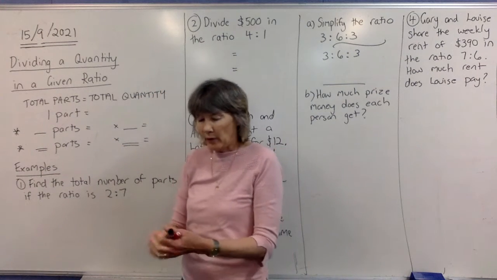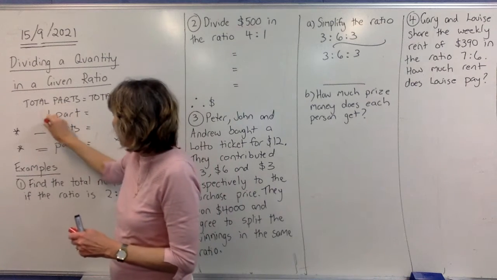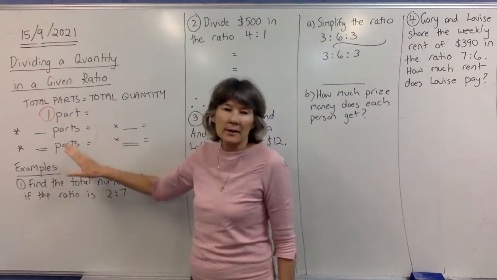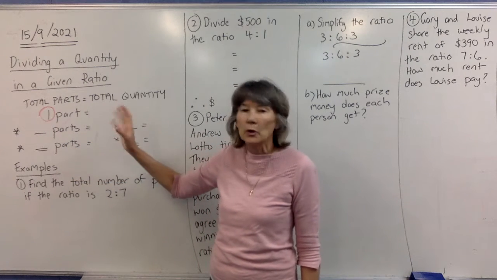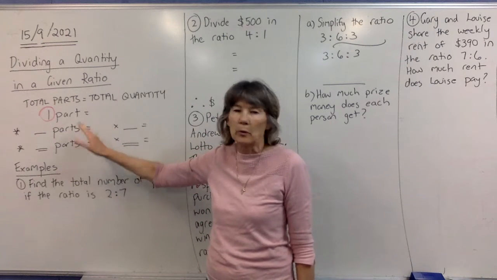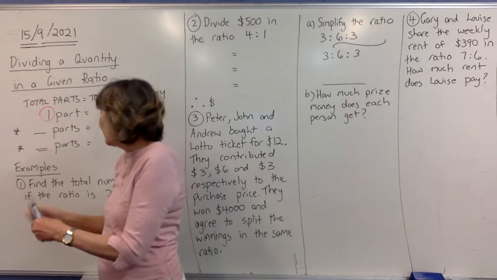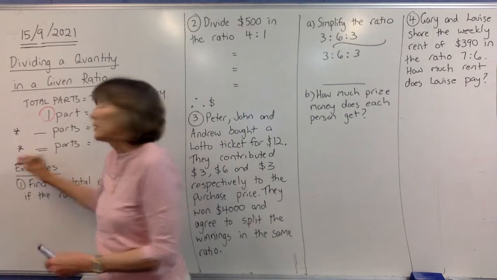Then we always find one part next. Then after that you're going to find the parts that are in the ratio. So if there's two numbers in the ratio, we're going to work on those two numbers. If there's three, we may need an extra line here. It just depends on the question.